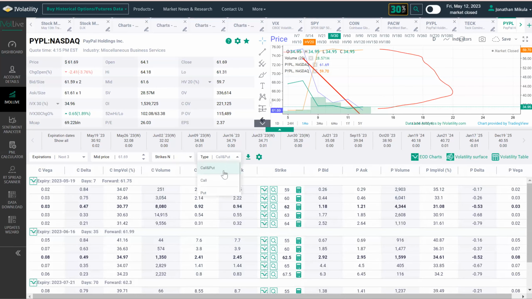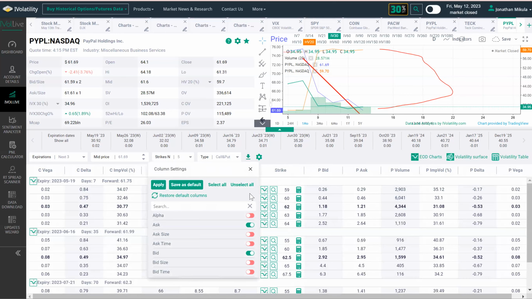And then you could look at, let's say you only wanted to go long, you only wanted to go short, or you only wanted to hedge, or you only wanted to sell a covered call, you could decide call or put. I like to look at calls and puts, and then the information available to you. You click on this column. And in my case, what I like to look at as a trader is alpha. I like to look at the ask. I like to look at the bid. Again, since I'm trading pretty liquid stocks, I don't really care about the ask size in this particular case, or the bid size.